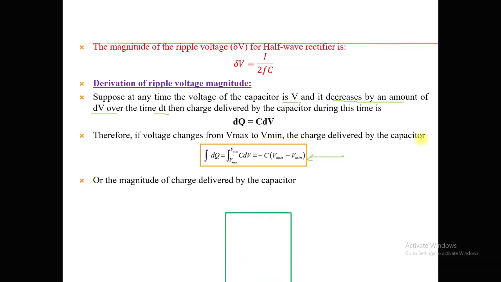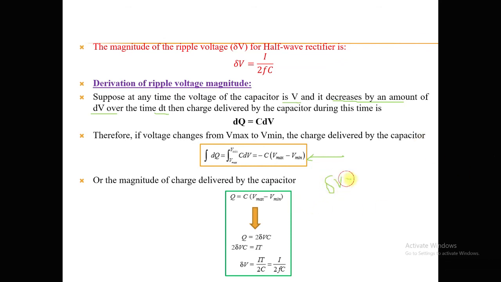Okay, so in other words, the charge Q is equal to C into (Vmax minus Vmin). So Q is equal to 2 delta V C. Delta V is the ripple voltage magnitude, which is half of the difference between Vmax and Vmin, so (Vmax minus Vmin) divided by 2. So from this equation, the difference is 2 into delta V, so 2 into delta V into C.